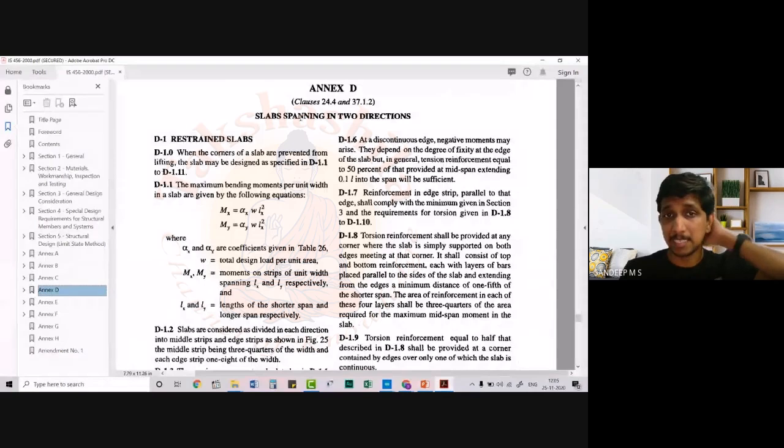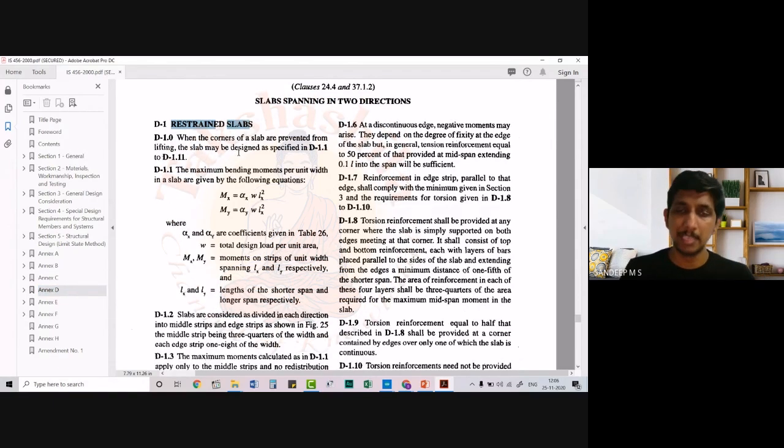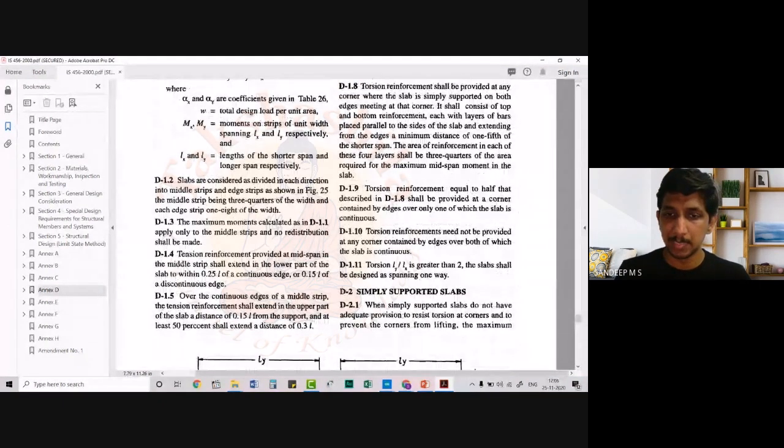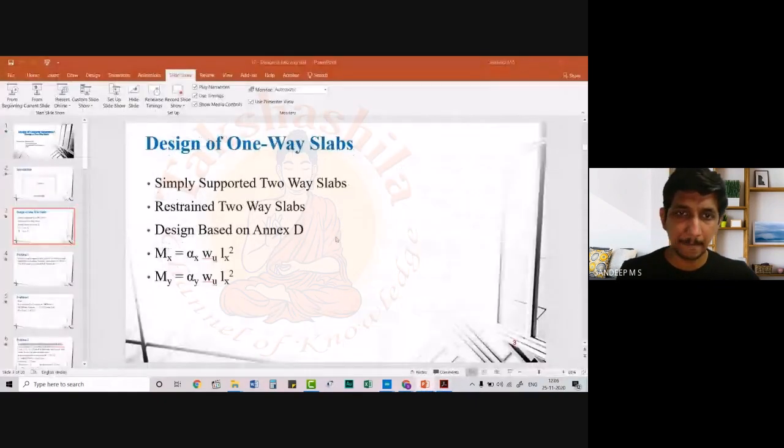So in Annex D, we have the provision for design of two-way slabs spanning in two directions. In that, if you see the first clause, that is D1, it is regarding the restrained slab. So when we have to design the restrained slab, we have to adopt the procedure given in D1, and then we have one procedure mentioned in D2 which deals with simply supported slab. So first thing is that based on the condition of the support, we have to select one of the methods from this. Clear? Now we will just go back to the PPT and come back here.